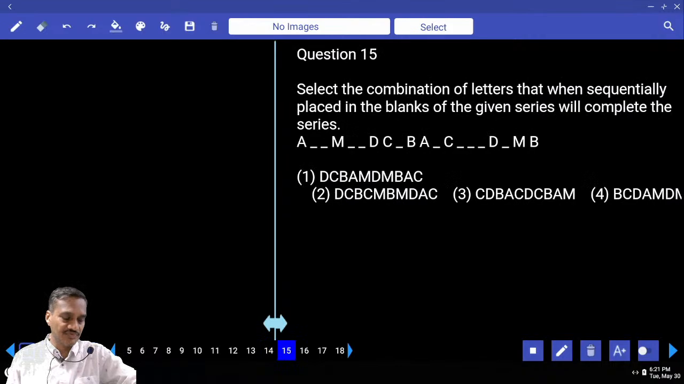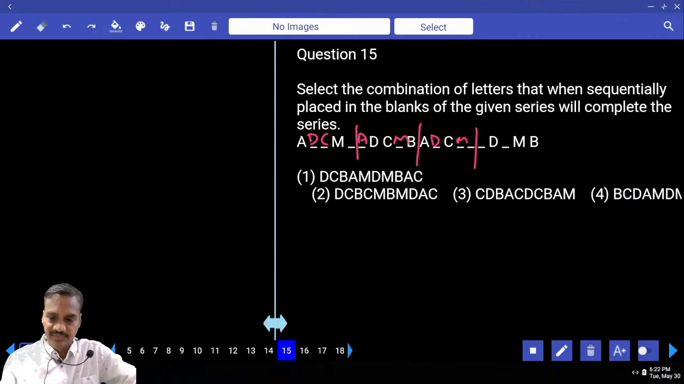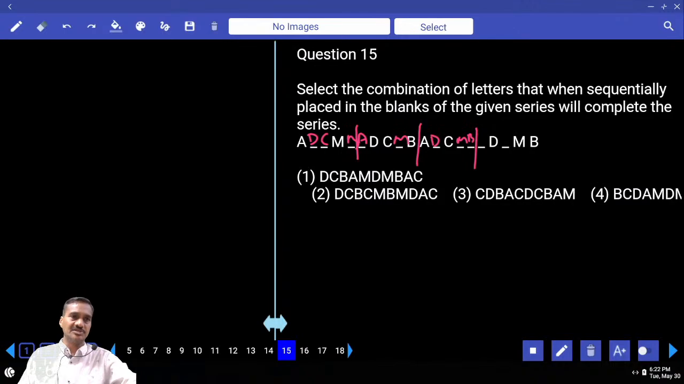Then the 15th one. Now in this question number 15, how many elements are there? 1, 2, 3, 4, 5. Because A is the first letter, the pattern is A, D, C, M, B. Now A, D, C, M, B, A, D, C, M, B, A, D, C, M, B. Is it clear?